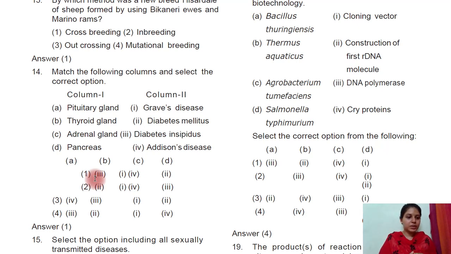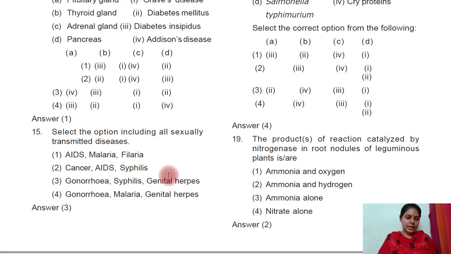Now next would be the thyroid gland. Thyroid gland is for what? It is Graves disease. And then adrenal gland, you have diabetes insipidus. And then the pancreas, you have what? The option 2. So always this is the correct answer, Graves disease, right? Next, we'll move on to question number 15.